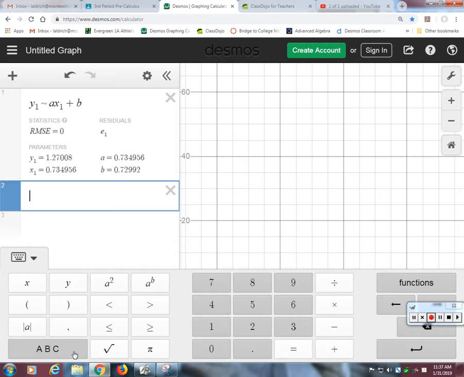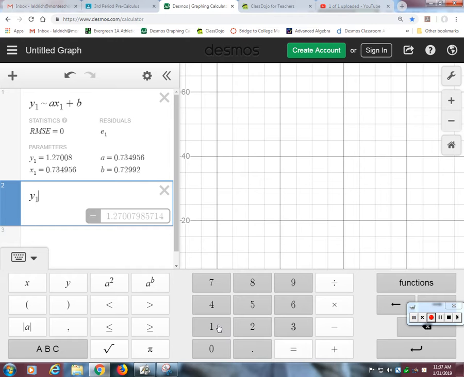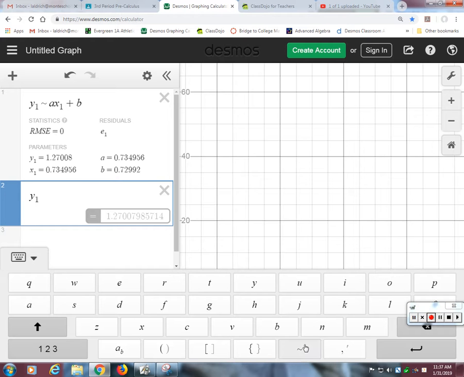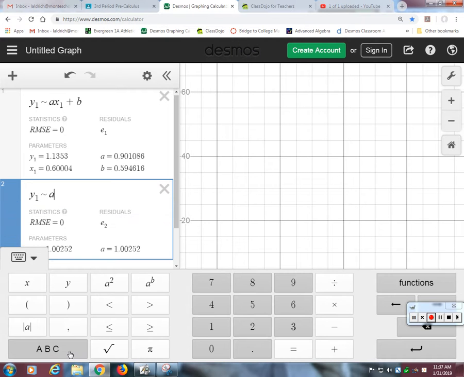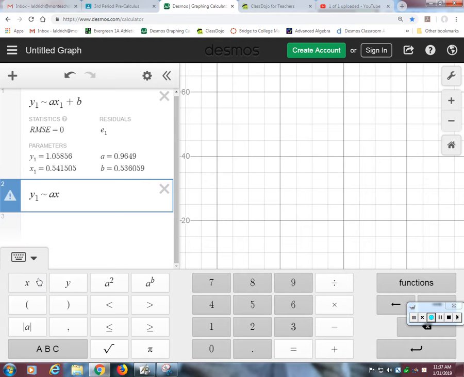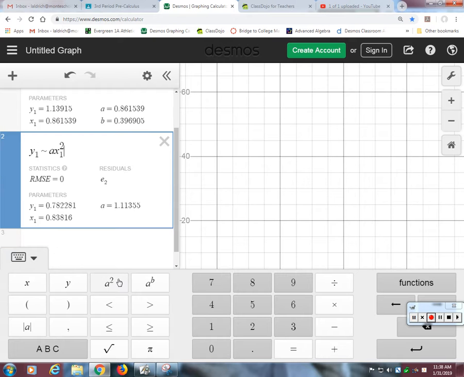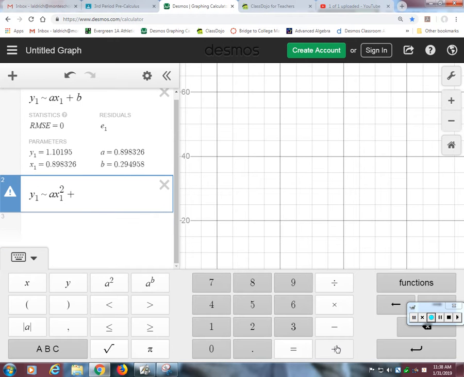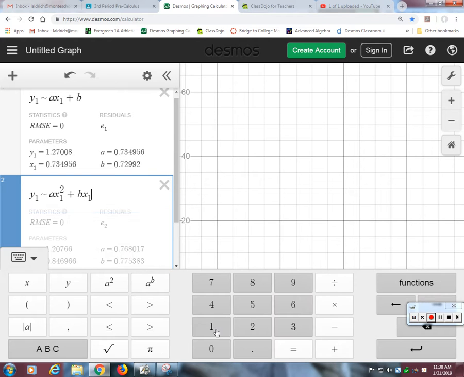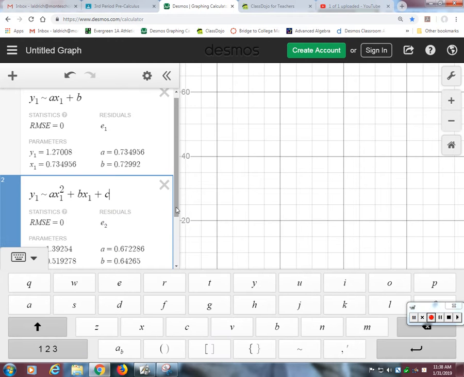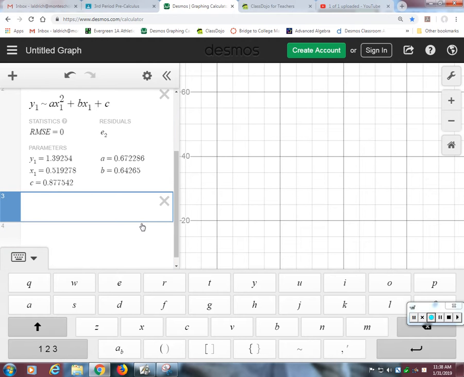We're also going to do a quadratic. So again, y1, and then go to the keyboard menu, hit the squiggly, and then this time we're going to go a x1 squared, because we're going to do the quadratic, plus b x1, plus c. So that would give us the answer if it is a quadratic equation.